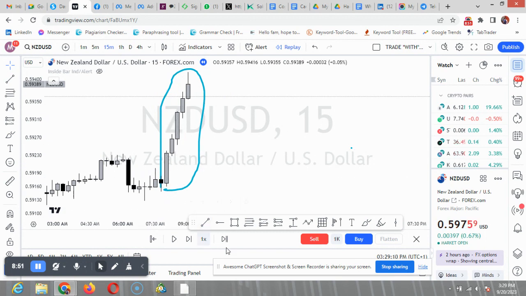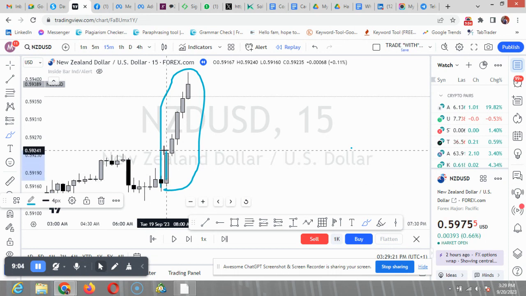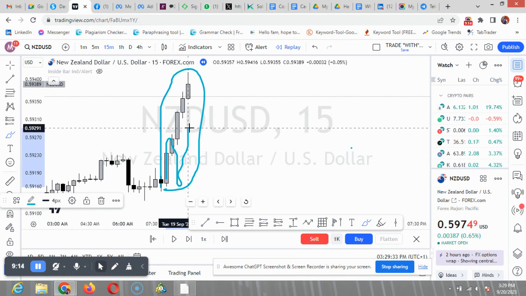For instance, if there was to be a valid pullback here, we would have something like this. This candle went all the way up, and then this second candle was supposed to come down and take the low of the previous candle and start going back up. If this happens, then we have a valid pullback. I hope this is clear.